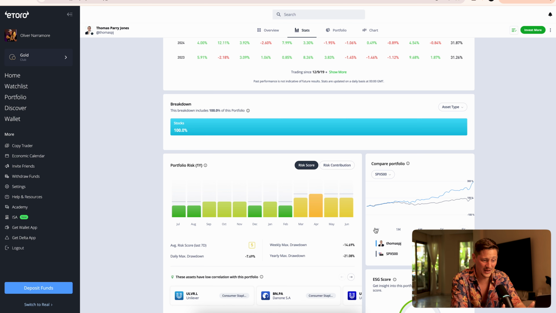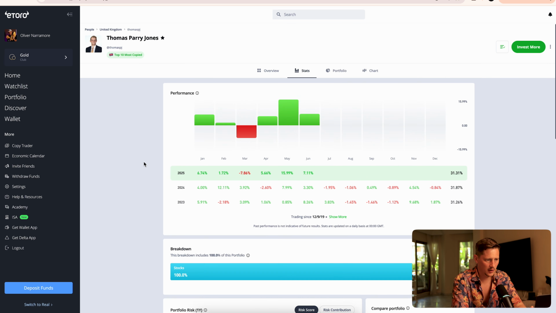I mean, it's 500 of the biggest companies in all of America. If your popular investor is not beating the S&P 500, just stick it in the S&P 500 or find another popular investor. So that's pretty much the profile wrapped up in one.